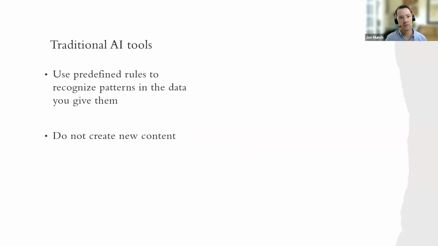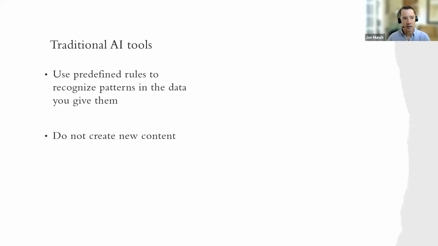So these traditional AI tools use predefined rules to recognize patterns and make suggestions. You can think of a spell checker that flags a misspelled word in your Word document and offers some correctly spelled alternatives, right? That's the most basic way to think of traditional AI, to my mind. And importantly, these tools do not create new content.